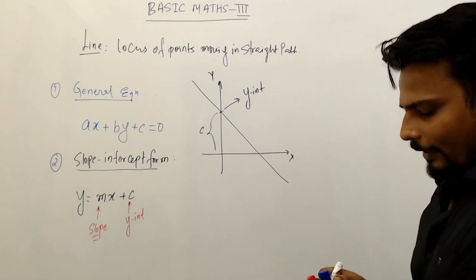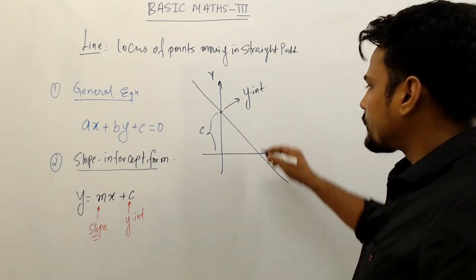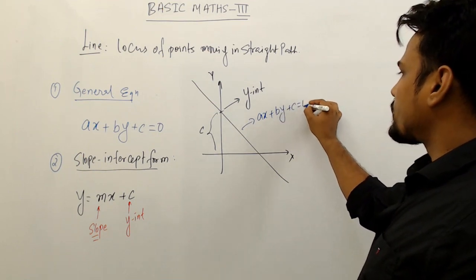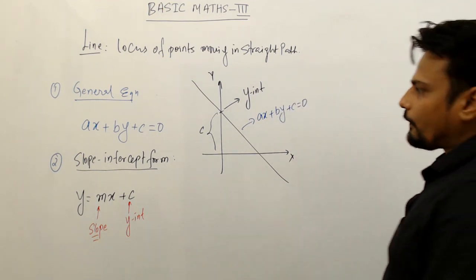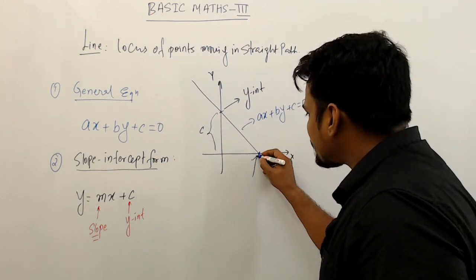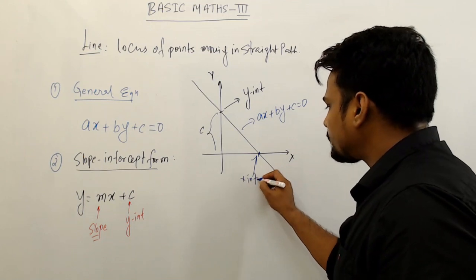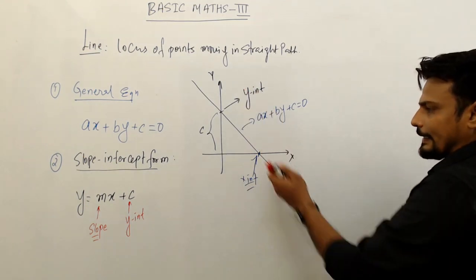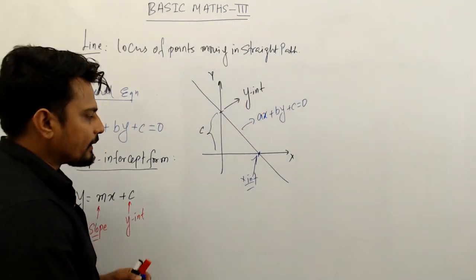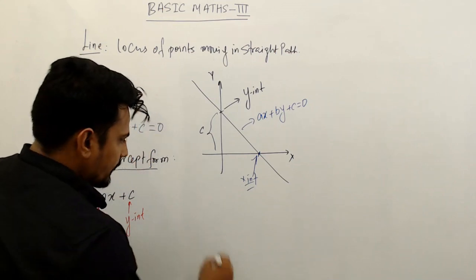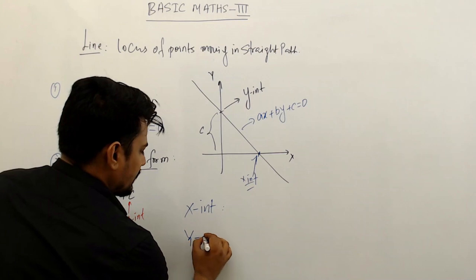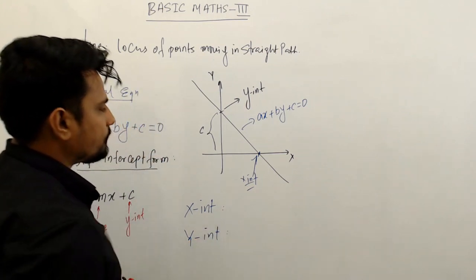One more thing I would like to add over here. If I have the equation of a line, let's suppose it is given as ax plus by plus c equals 0, and someone asks me to find the y-intercept, and this is your x-intercept. This is your x-intercept, because that is the point where the line is intersecting the x-axis. So if I want to find the x-intercept and the y-intercept, let's see what I need to do.